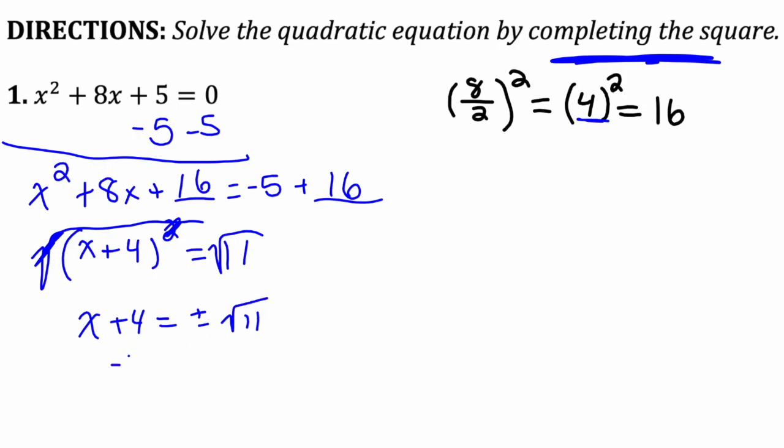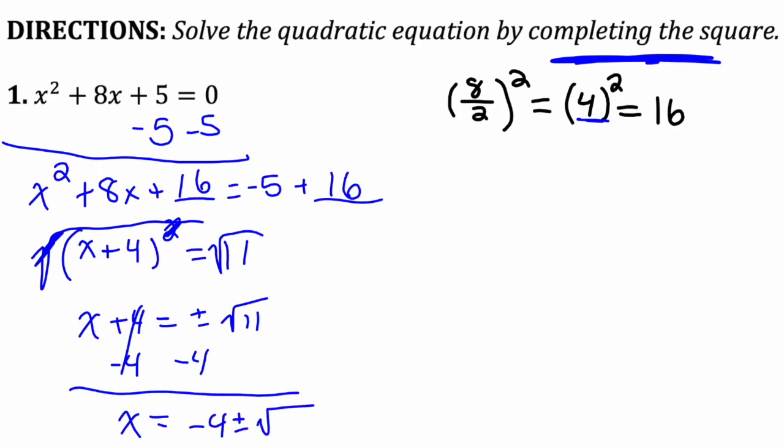Last step we need to do here is subtract 4 to the other side. So -4 on both sides. 4 minus 4 is 0. Final answer, x equals -4 plus or minus square root of 11. And that is your final answer here. Square root 11 does not simplify, so that is your final answer.